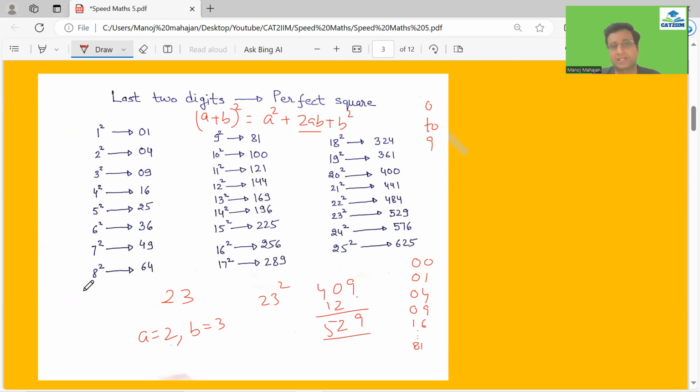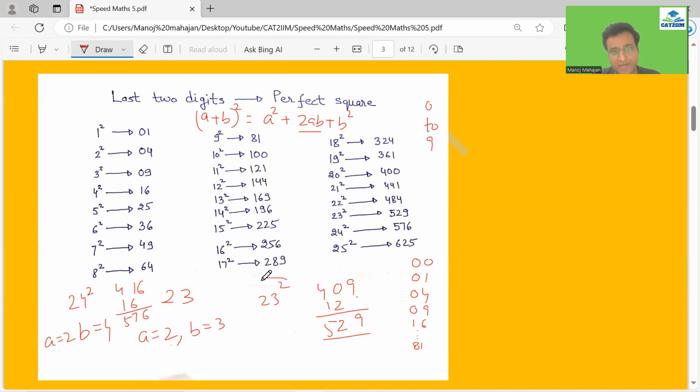Let me take another example. Let's say if I pick up 24 square. So what is my b out here? 4. What is my a out here? That is 2. So 4 square is what? 16. Let me write down over here. 2 square is 4. Now 2 into 4 is 8. 8 into 2 is 16. So 16 I'll write over here, leaving the space below the unit digit. So my number 24 square is nothing but 576.